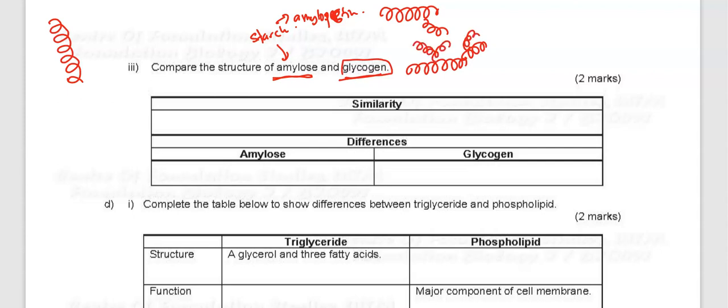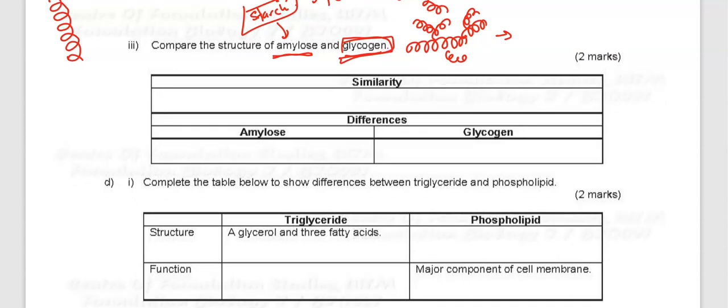Okay, so glycogen is a storage carbohydrate that is found in animals, and the glycogen is stored in the liver. Okay, starch is the storage carbohydrate that is found in plants. So compare the structure of glycogen.